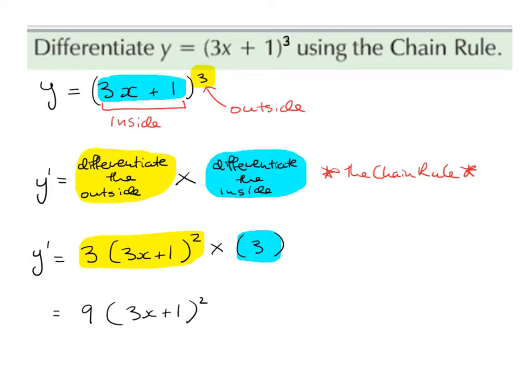The difference with this is that we're not using the formula and we're not using u. We're just using the basic idea that for the chain rule, we differentiate the outside and we multiply that by the derivative of the inside. And then we put them back together.